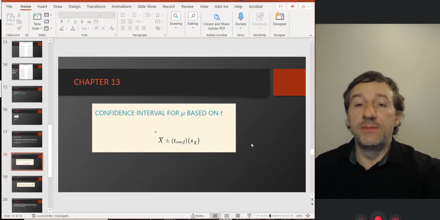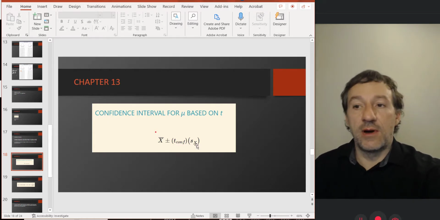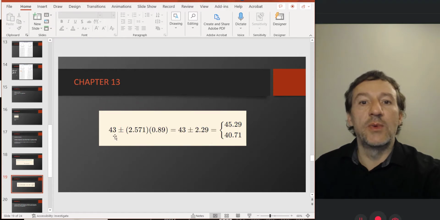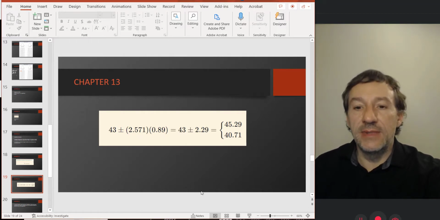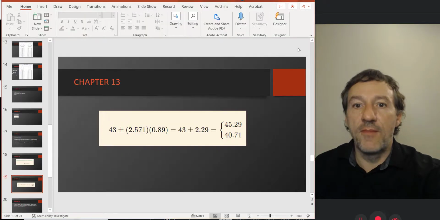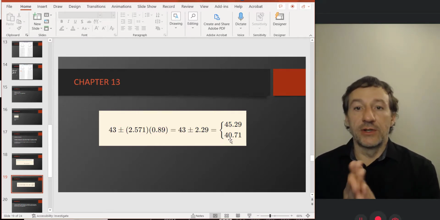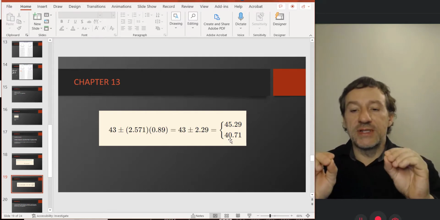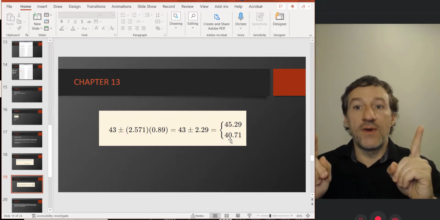The confidence interval is going to be the mean plus or minus the t critical value, that value that you get from the appendix B, times our SEM. And so for this example, we have the 43 plus or minus, that's our t critical value, 2.571, times that SEM. Again, you can get that from right here, 0.89443. And so it gives us 40.71 to 45.29. So what this means is that these are confidence intervals of 95%. We are 95% sure that the true population mean is going to be somewhere between 40.71 and 45.29.